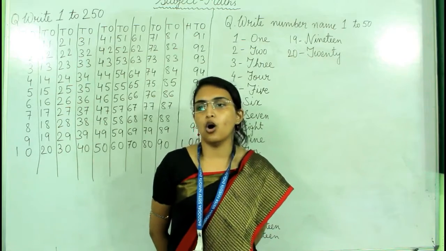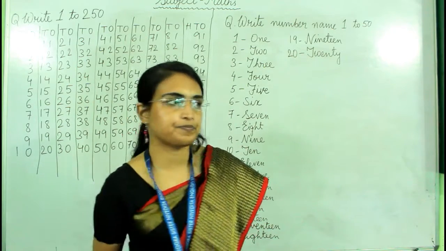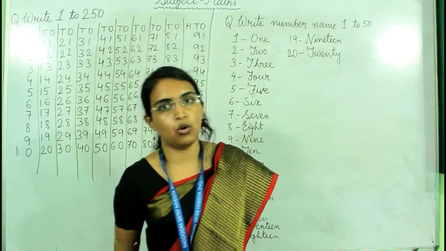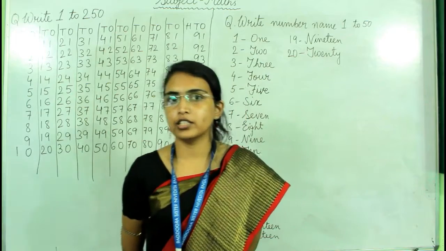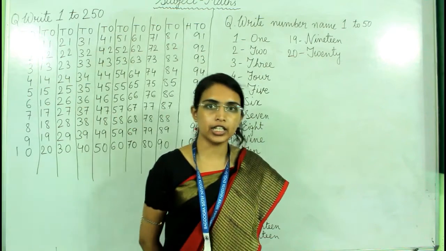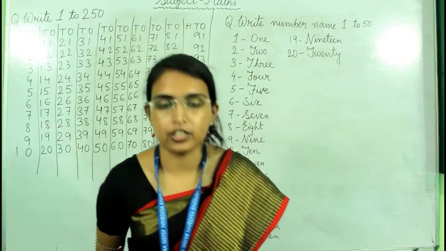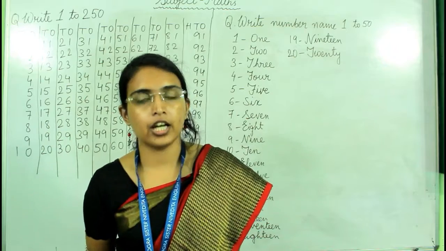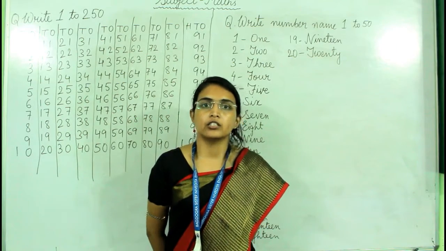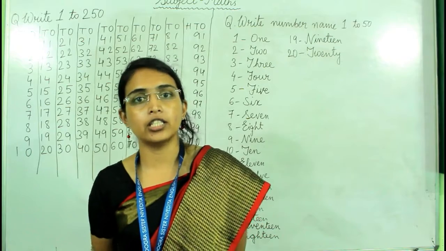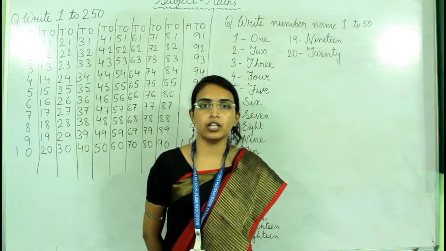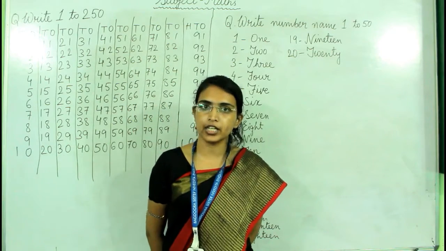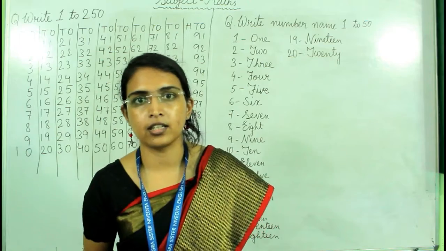T-H-I-R-T-Y, 30. O-N-E, 1, 31. 32, T-H-I-R-T-Y, 30. T-W-O, 2, 32. 33, T-H-I-R-T-Y, 30, T-H-R-E-E, 33. 34, T-H-I-R-T-Y, 30, F-O-U-R, 34. 35, T-H-I-R-T-Y, 30, F-I-V-E, 35. 36, T-H-I-R-T-Y, 30, S-I-X, 36.